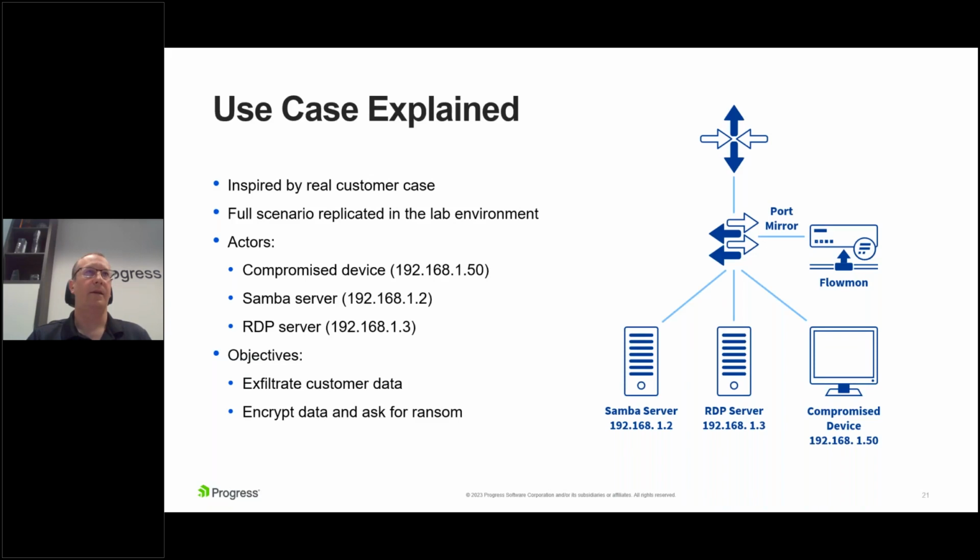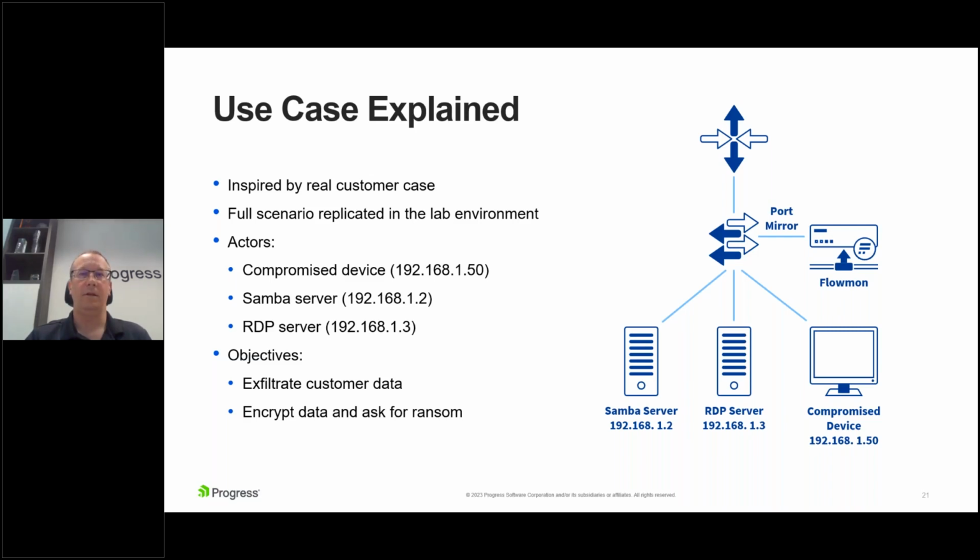We have created a lab environment of this scenario. So just to take you through the IP addresses, so you will then better understand what you are looking at in the demo. We have a compromised device with an IP address 150 that the attacker has under control. And we have two servers, a Samba server and an RDP server, that hold sensitive information. The attacker's objective is to get access to those servers, exfiltrate the data, then encrypt the data and ask for ransom.